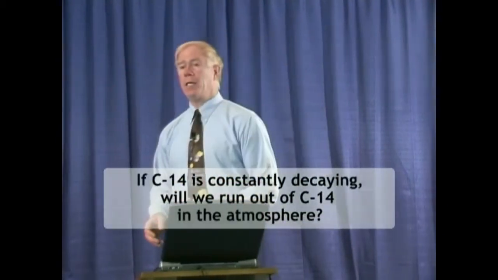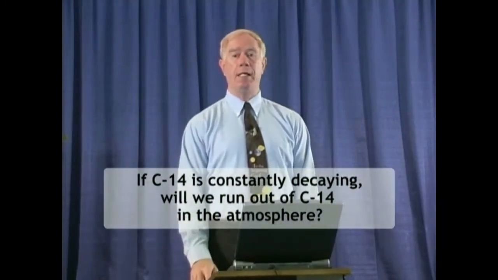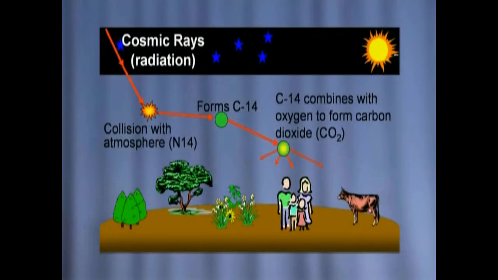Now, if carbon-14 is constantly decaying, will we run out of carbon-14 in the atmosphere? And the answer is no. See, carbon-14 is constantly being produced in our atmosphere. Now, how does this happen? Well, first of all, we have these things called cosmic rays coming down from outer space. These cosmic rays come down and bombard our upper atmosphere. Now, what is our atmosphere mostly made out of? Well, it's mostly made out of nitrogen and oxygen.